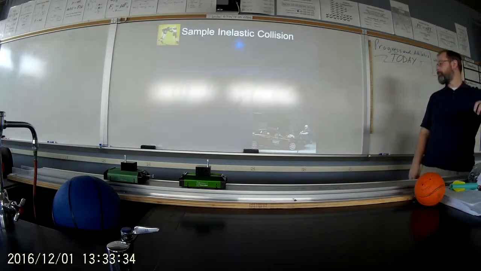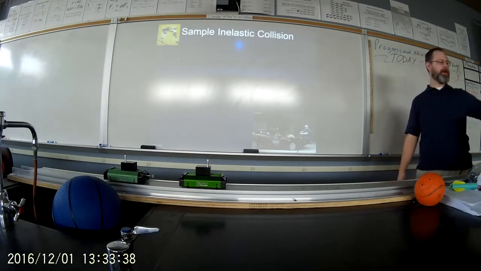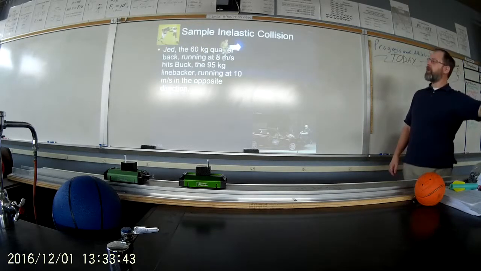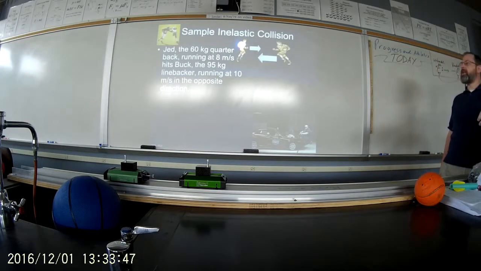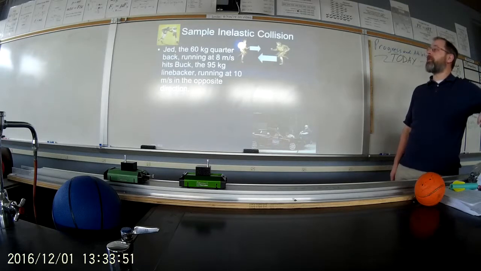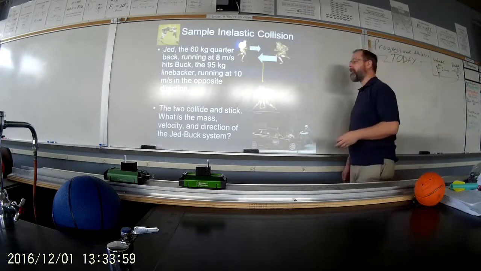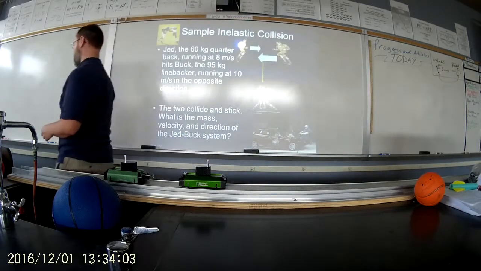So here we go. Consider this scenario, and I realize the animation is going to look weird because I got it off Microsoft PowerPoint. Consider Jed. Jed's a 60-kilogram quarterback running at 8 meters per second, and he hits Buck, the 95-kilogram linebacker running in the opposite direction at 10 meters per second. My question to you is this. The two collide and stick. What is the mass, velocity, and direction of the Jed-Buck system?